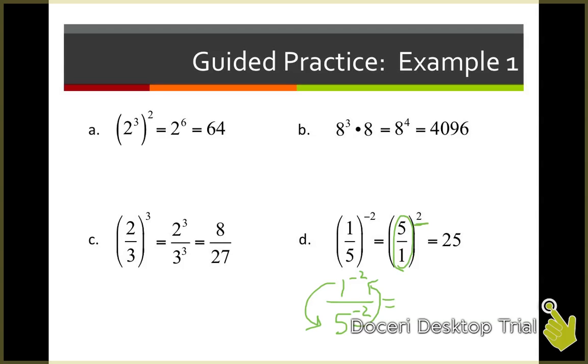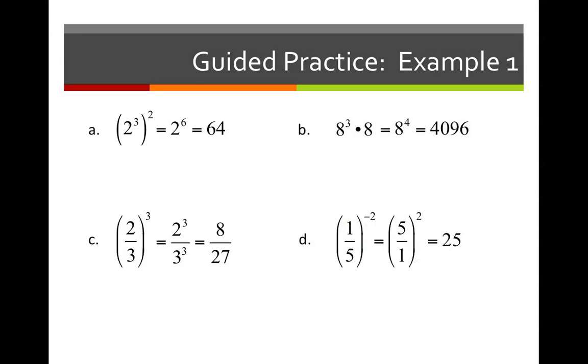So that's going to make it 5 squared over 1 squared, which is exactly what happens in this case. Okay, so this is legal to do. If you have a fraction that's being taken to a negative exponent, you can take the reciprocal of the fraction and make it a positive exponent in order to work things out. And you end up with 25 as your final answer.